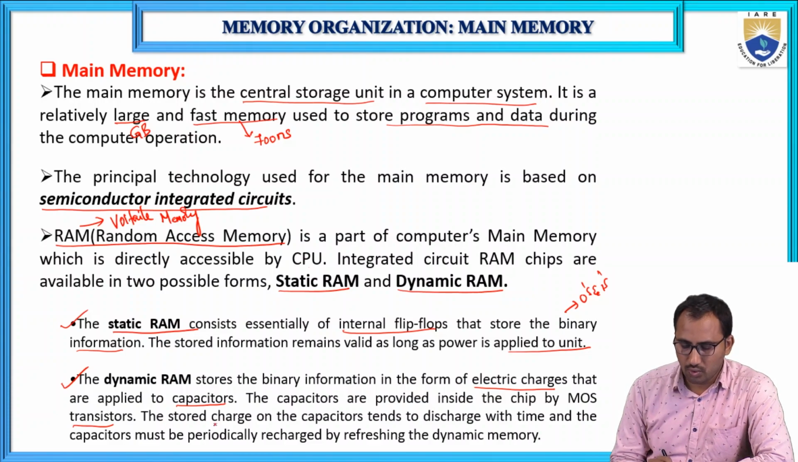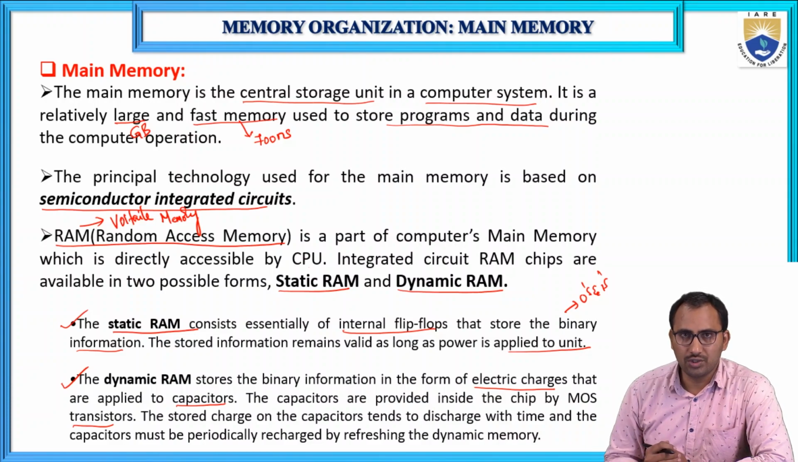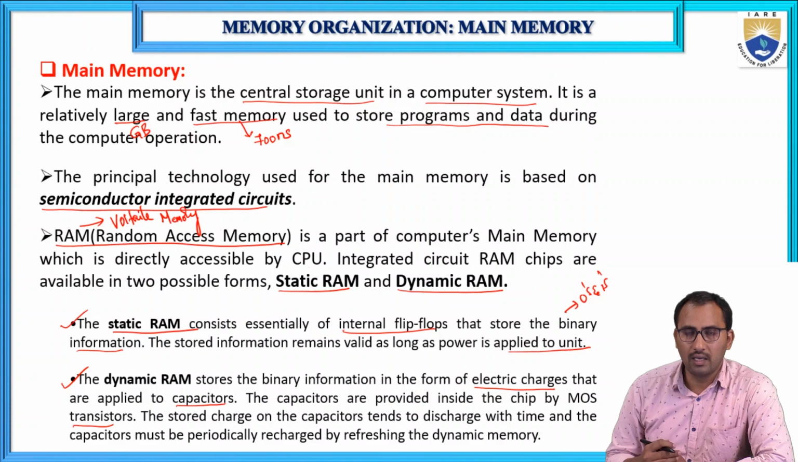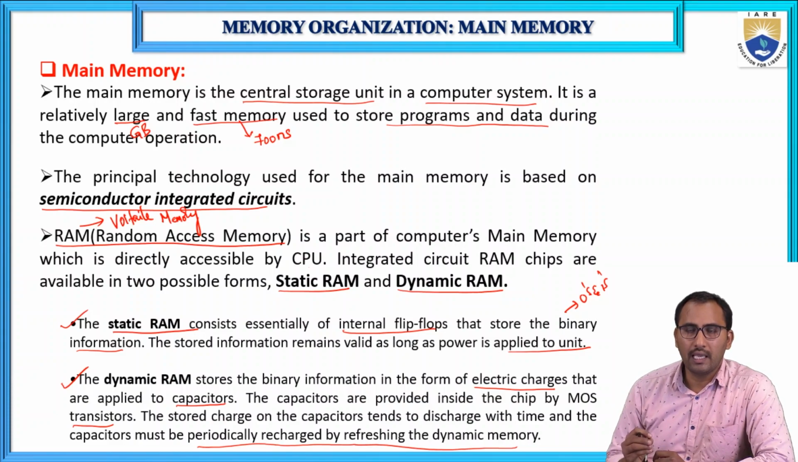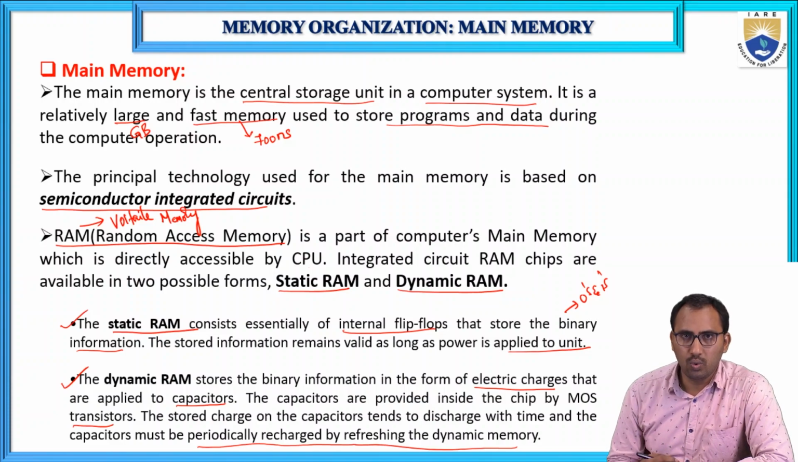The stored charge on the capacitors tends to discharge with time, because with respect to time, the charge stored in the MOS transistor will get discharged. The capacitor must be periodically recharged by refreshing the dynamic memory. So in the dynamic memory, we need to apply a refreshment cycle in order to store the data inside the memory cells. These are the two different forms of RAM. The first one is a static RAM and the second one is a dynamic RAM.